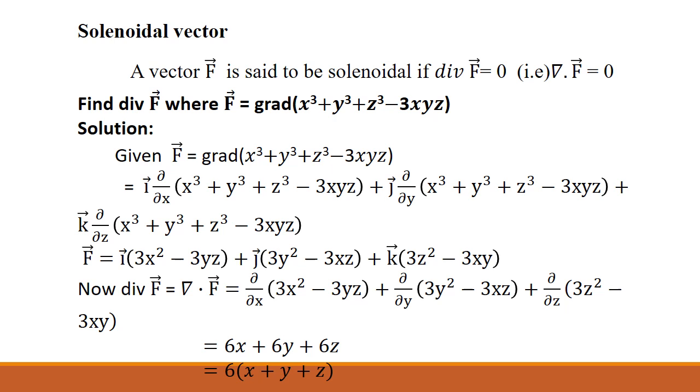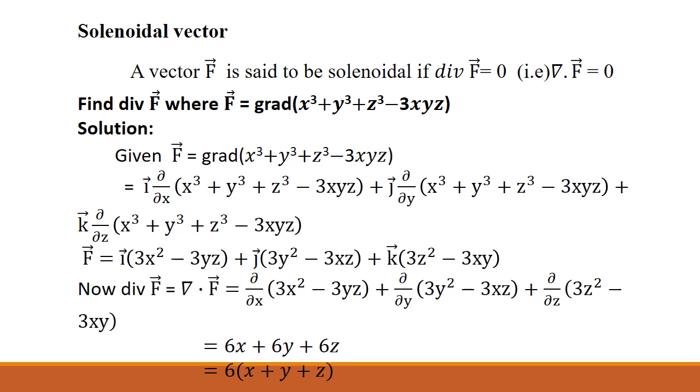Del means vector i into dou by dou x plus vector j into dou by dou y plus vector k into dou by dou z. Here f vector equals, first partially differentiate with respect to x, then with respect to y, then with respect to z. Then we get f vector. F vector equals vector i into dou by dou x of the given function plus vector j into dou by dou y of the given function plus vector k into dou by dou z of the given function. Therefore f vector equals vector i into, differentiating with respect to x, we get 3x square minus 3yz, plus vector j into, differentiating with respect to y, we get 3y square minus 3xz, plus vector k into, differentiating with respect to z, we get 3z square minus 3xy.